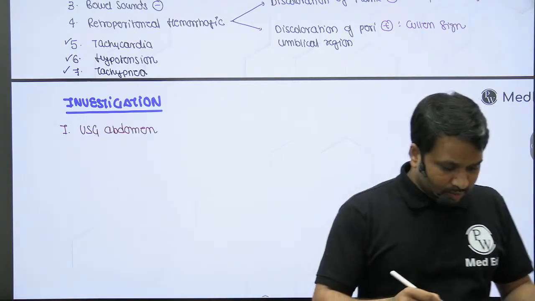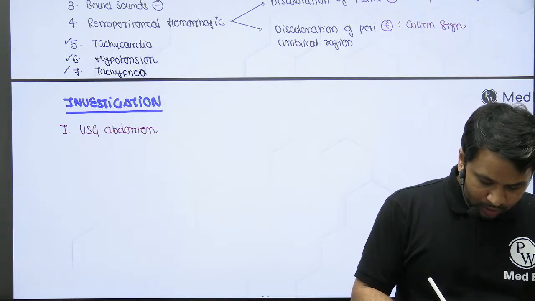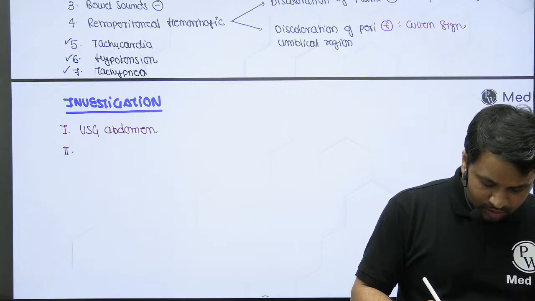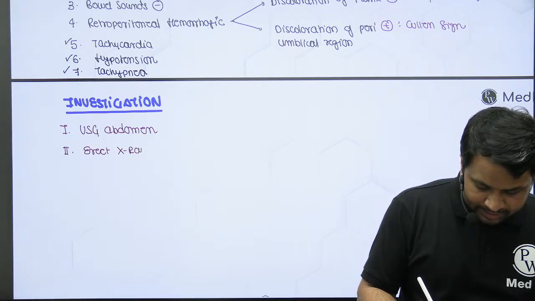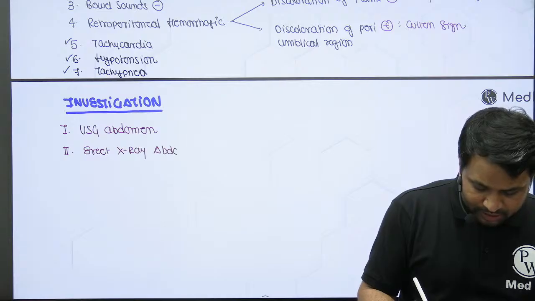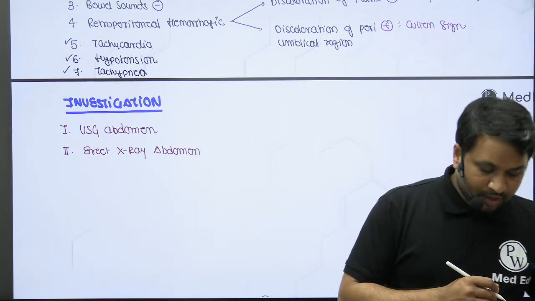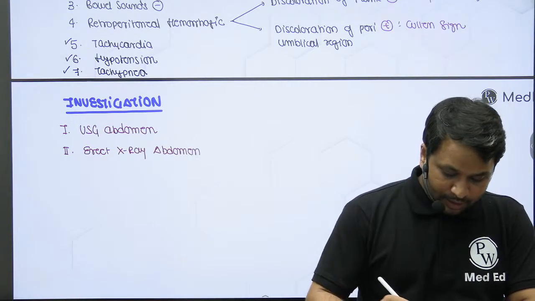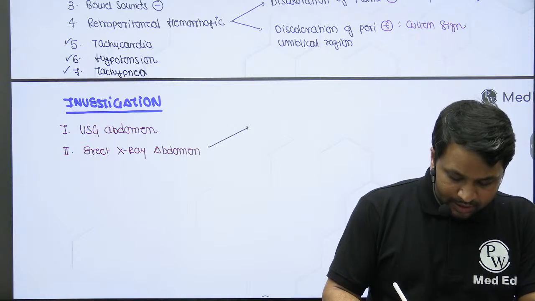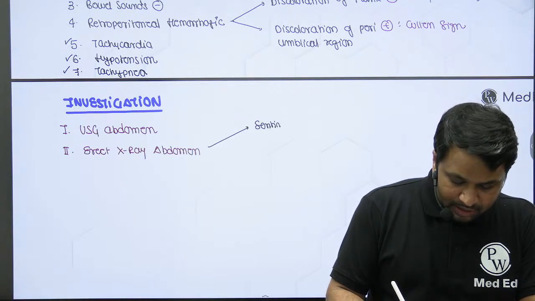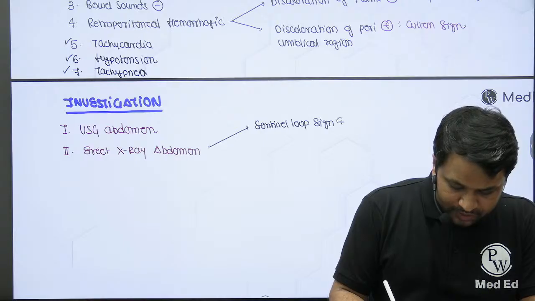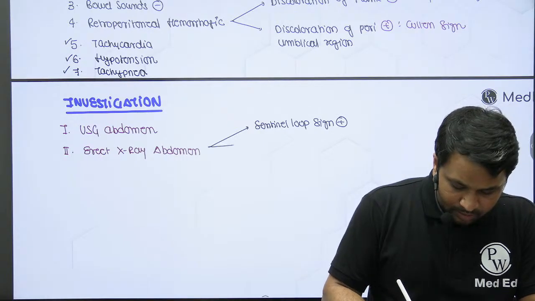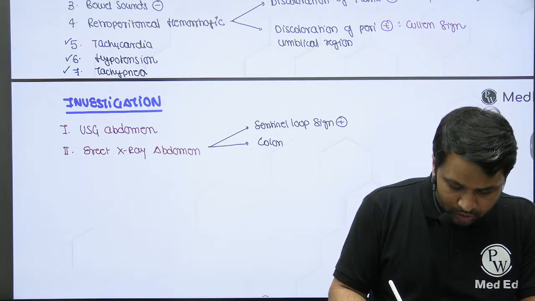Now, once you're done with the USG, you can also get an erect X-ray abdomen. Now, when you look at the features, they also look like intestinal obstruction. So what are the X-ray findings that you will see? On an X-ray, you can see the presence of the sentinel loop sign. There will be the presence of the colon cutoff sign.